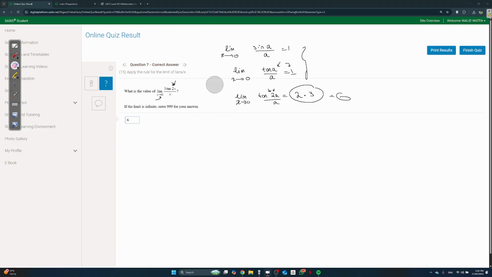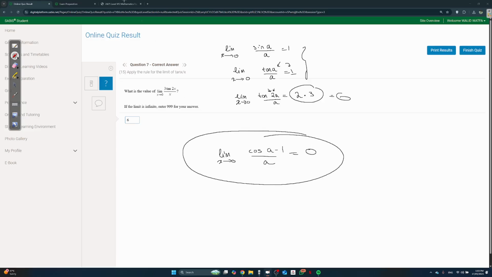Okay, so if you see this in the exam, it's so simple. 3 times 2 divided by 1, you get 6. That works for sine and tan. It doesn't work on cosine, so don't try it on cosine. For cosine, there's also a rule: the limit as x approaches 0 of (cosine a minus 1) over a is 0. This is also a rule that was in the book.